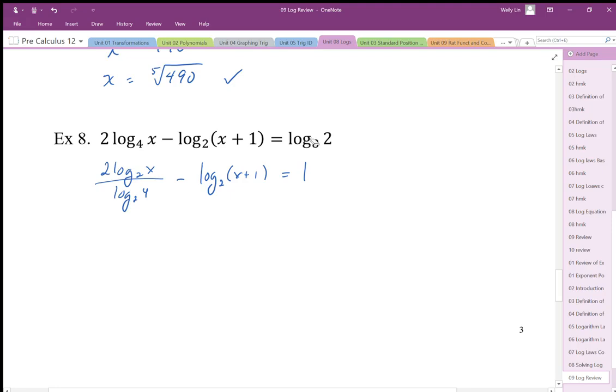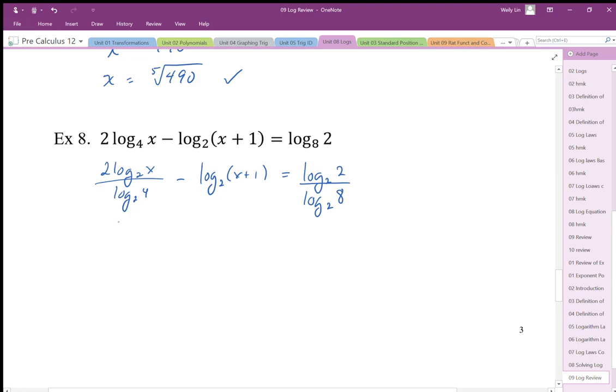This is actually a number value. We can actually work out that numerical value because log base 2 of 2 is 1. Log base 2 of 8 is 3, so that's going to be 1/3. Okay, so let's see what we have here. So I've changed the base.